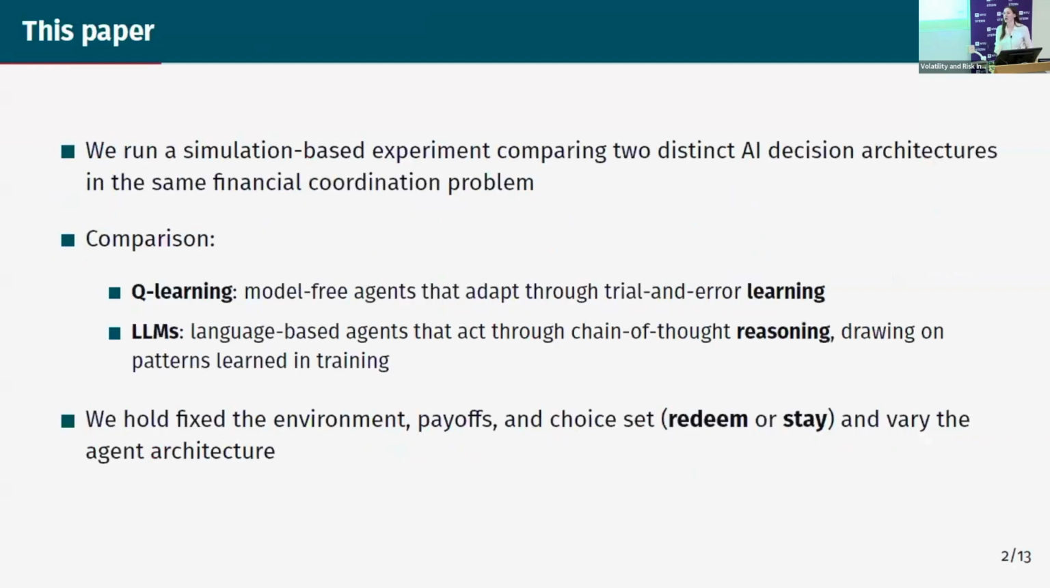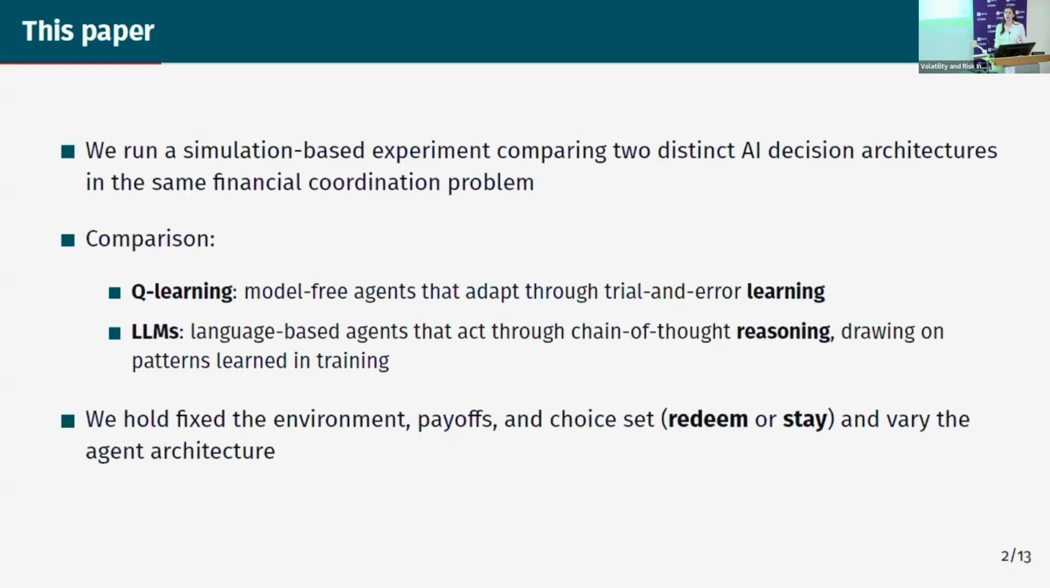So how do we answer this question? We run a simulation-based experiment where we compare two distinct AI decision architectures in the same financial coordination problem. Our two types of agents are the Q-learners. Q-learners are model-free agents that learn and solve the problem by trial and error, by just approaching it and doing this problem over and over again.